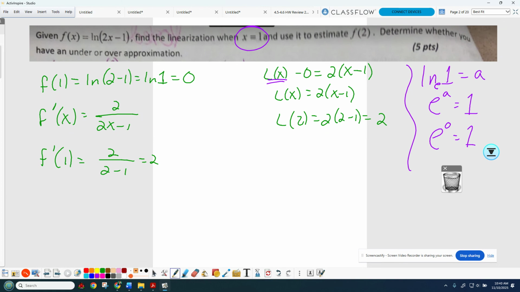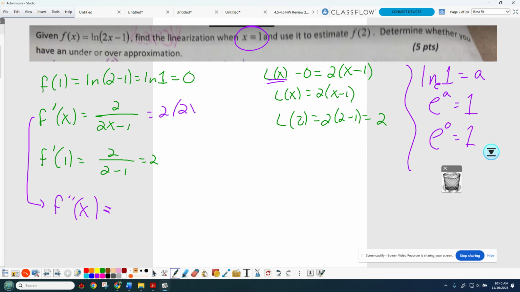Alana, how do I figure out if I have an over or under approximation? You want to do the second derivative and have it come out. Okay, so what is the second derivative? It'll be 2x minus 1 times, if you want to say all the stuff, or just the answer. So, do we need to do quotient rule? Is there a variable in the top and the bottom? No. No. So here's the shortcut.